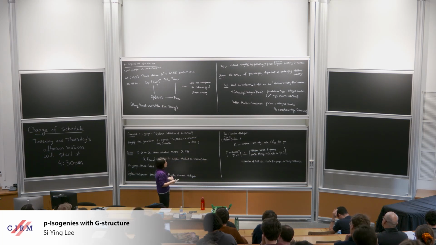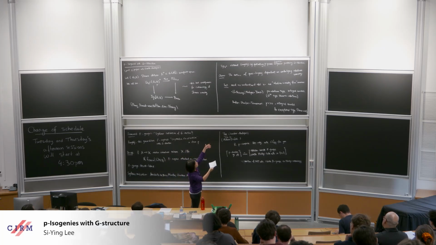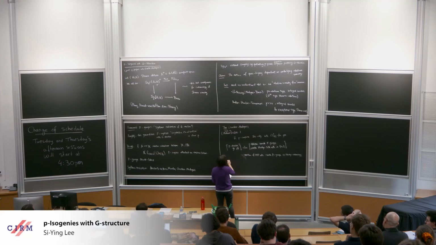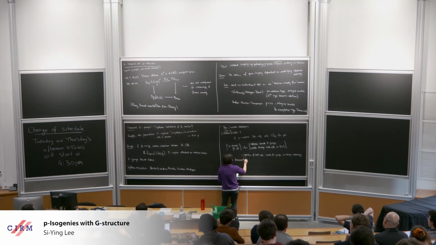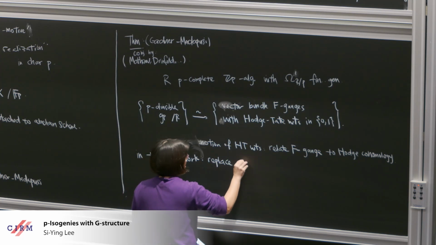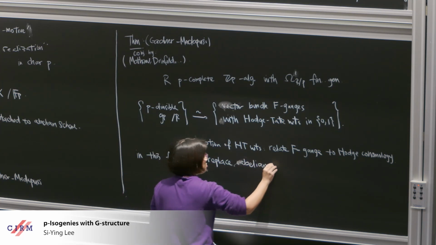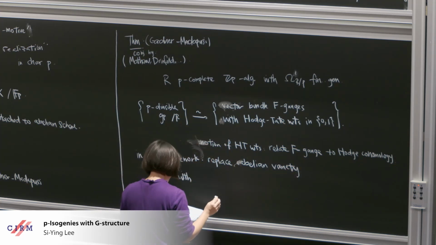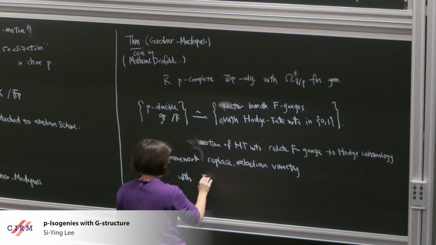But of course, once you move to this setting, it's very unclear what it means to be an isogeny. Remember, the motivating question is to ask when do I have an isogeny? What does it mean to have a p-isogeny in this setting? So let me just say, in this framework, what we're interested in is that we replace an abelian variety with, let's say, some kind of F-gauge with G-structure.